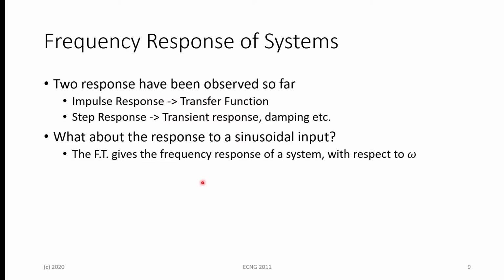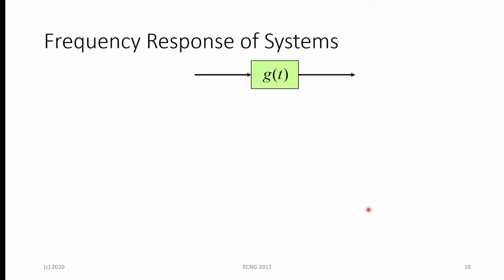The Fourier transform's application basically gives us the response of a system, being the frequency response of the system, to a sinusoidal input. So this gives us the response with respect to omega, where omega can take any frequency in particular. If we have our g of t system and subject it to our standard sine wave, sine omega t, we need to figure out what y of t is going to be after this.